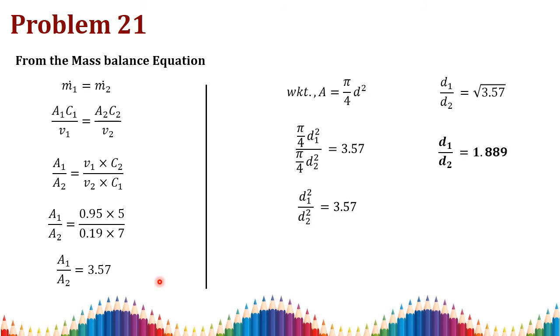As we all know, it is a pipe diameter, so the cross sectional area is pi by 4 d square. So substitute pi by 4 into d1 square and pi by 4 into d2 square here. Cancel the terms pi by 4 and pi by 4, and you take the common root, you will get d1 by d2 as 1.889.